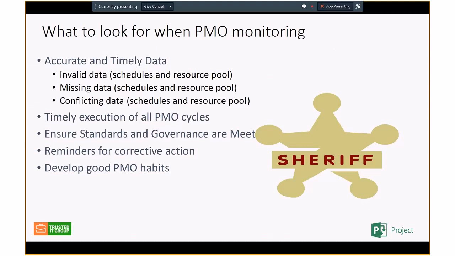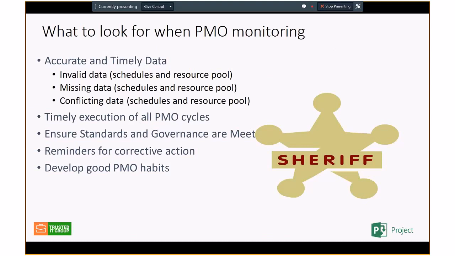So you've got data in your enterprise resource pool, and it's gone, or you don't use it in your PMO. If you don't use it, that's fine. But if you do use it, you want to verify that you got that data in there correctly, and that it's not missing. And the same with schedules. You have data in there, and you want to make sure data is not missing.